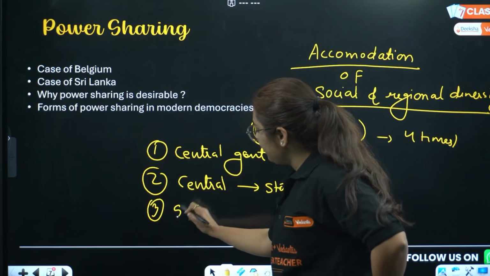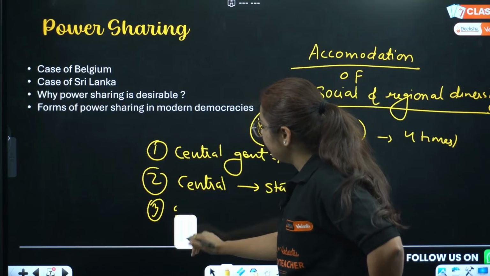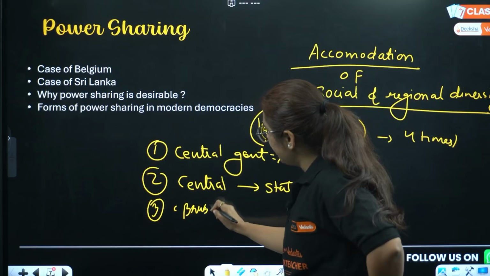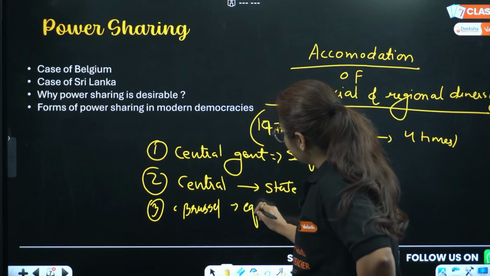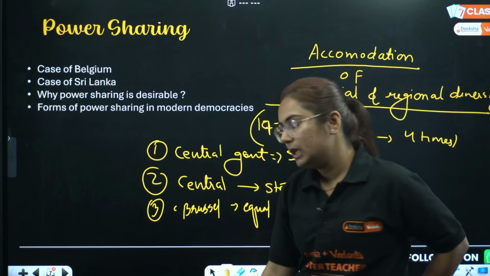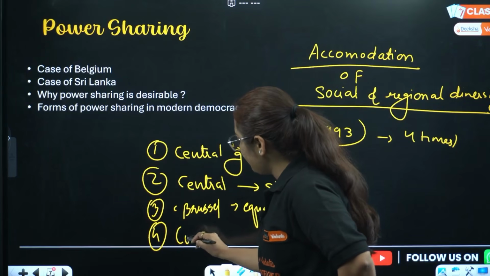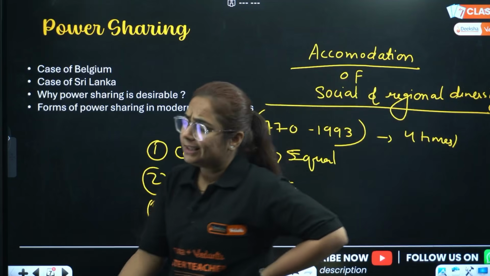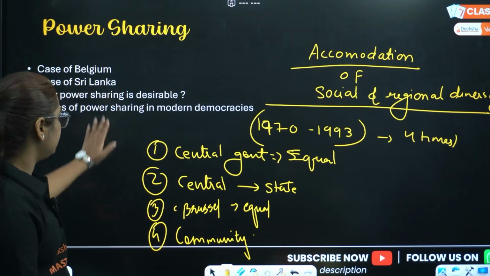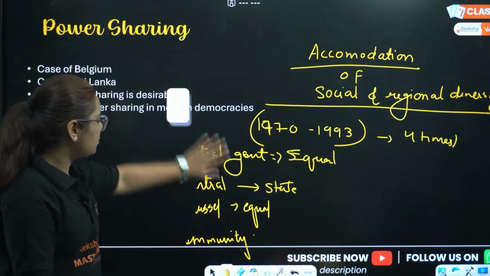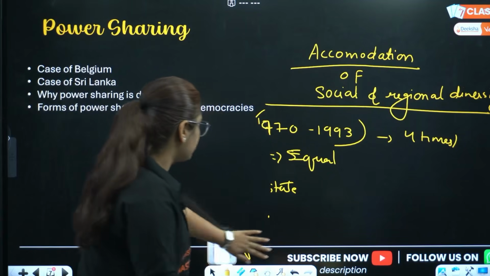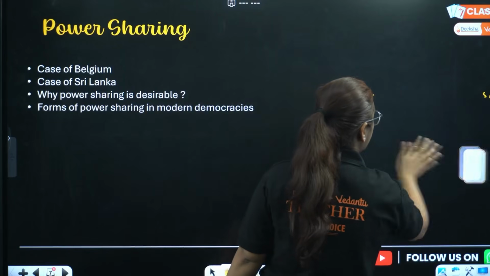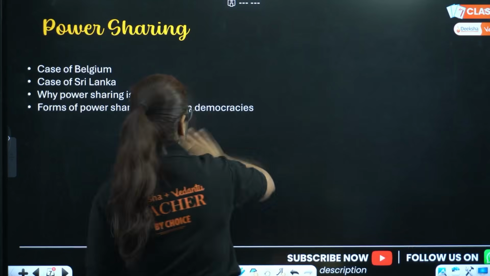Third, there will be a separate government in the capital, Brussels, where equal representation will be seen from all the social groups. Last but not the least, and very important, is the community government. All the communities will have their own government. They will make laws on the topics of their language, religion, education, etc. So this was the solution done in Belgium. What happened? It became a peaceful place. Brussels was chosen as the headquarters. Now the problem was sorted here.